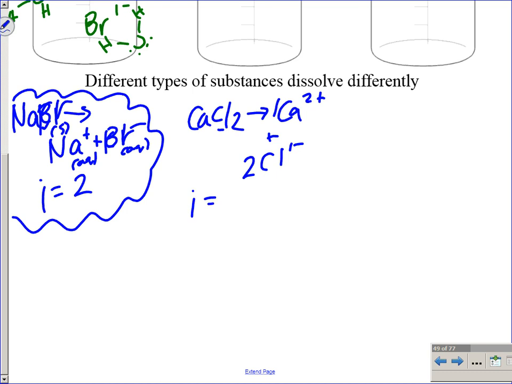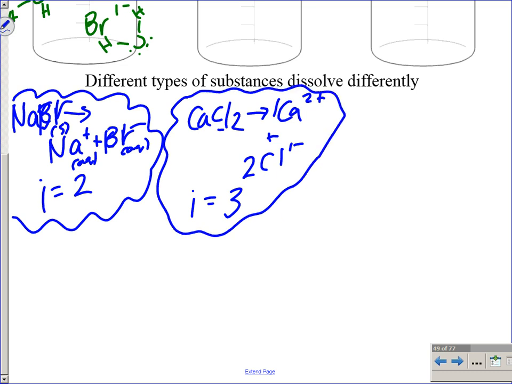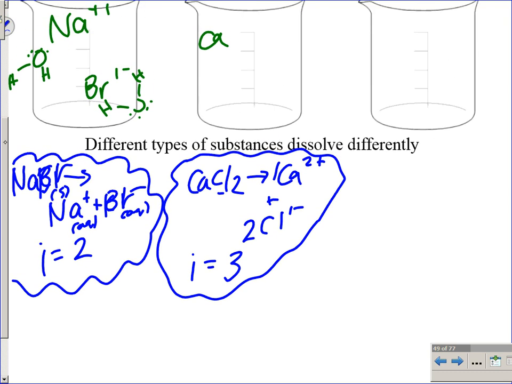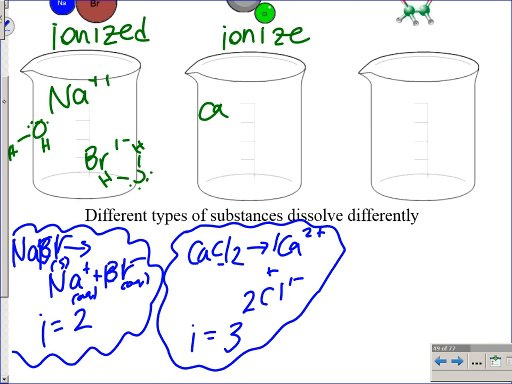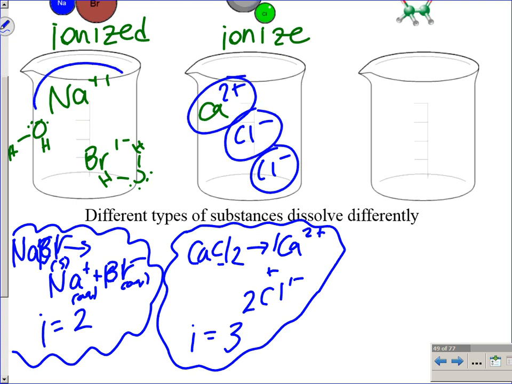What's the I factor? 3, right? Because we have 3 ions made. So that's going to cause a difference when we're talking about colligative properties, which are solutions and the properties that they attain. So when this ionizes, it makes calcium and chlorine. These 3 ions actually act a little differently than the 2 ions do. Water still interacts in a similar fashion.